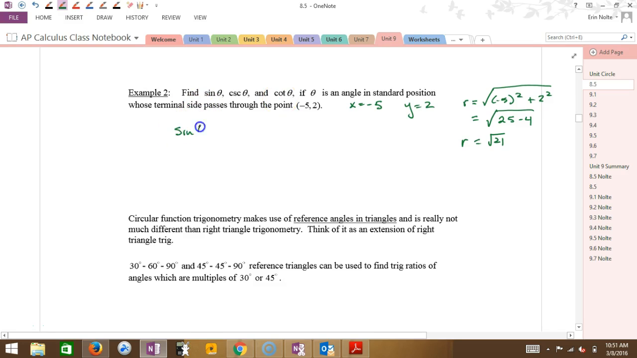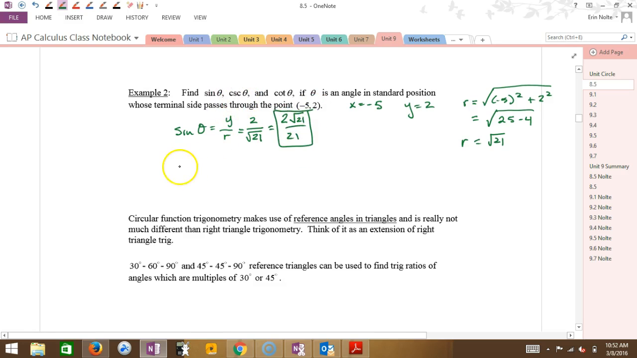Okay, so if I'm thinking about sine, if I look up above, I would say sine is y over r. So I just plug that straight in. My y is 2, my r is the square root of 21. Okay, which I can't leave. I would reduce that and say that's 2 square roots of 21 over 21.